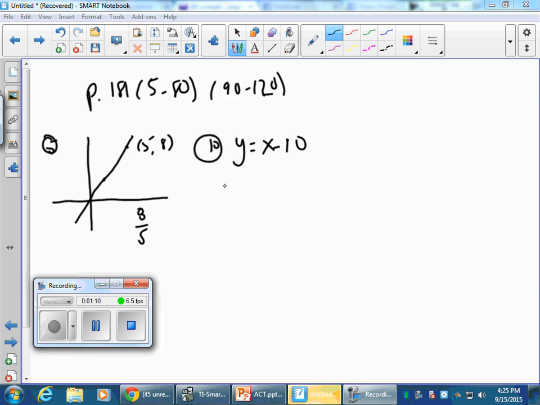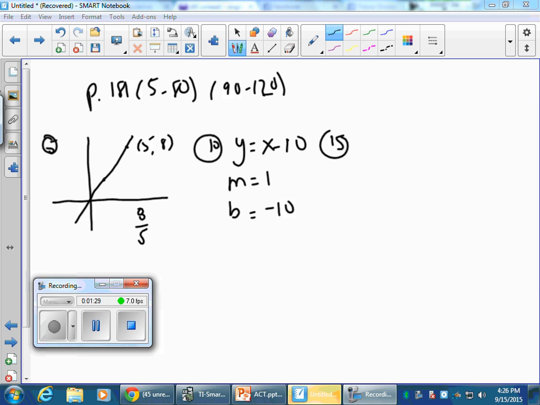But number 10, y equals x minus 10. This is already in slope-intercept form. So the slope is the coefficient of x, which in this case would be 1. We don't have to write that. And the y-intercept is the number that's by itself, the constant. So that for this problem is negative 10.